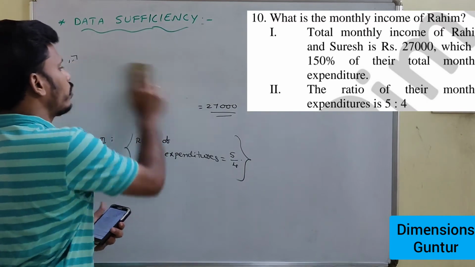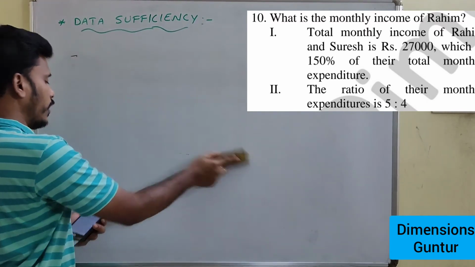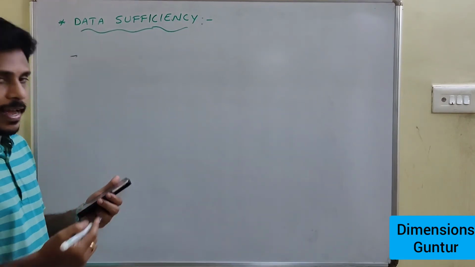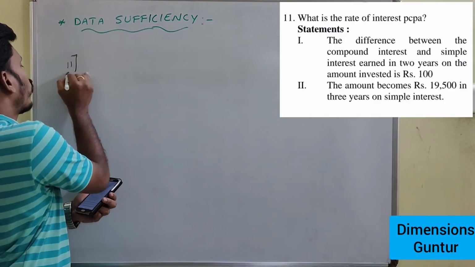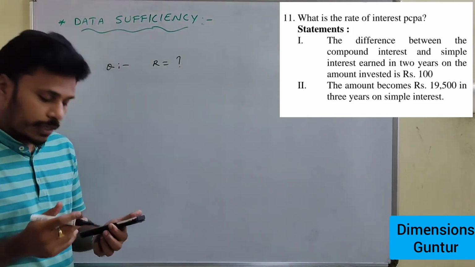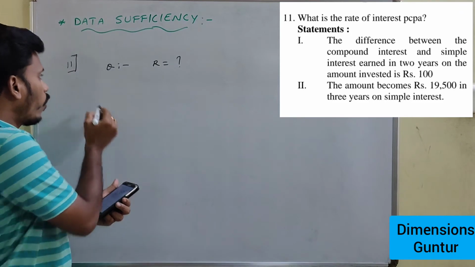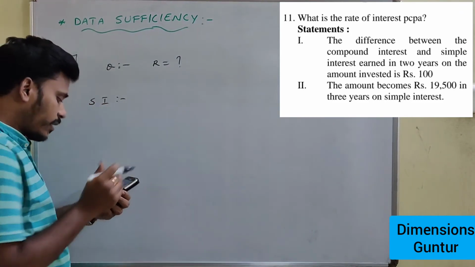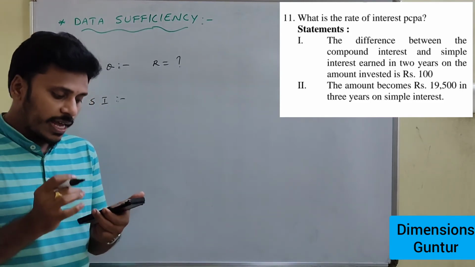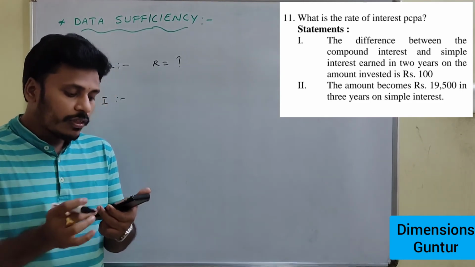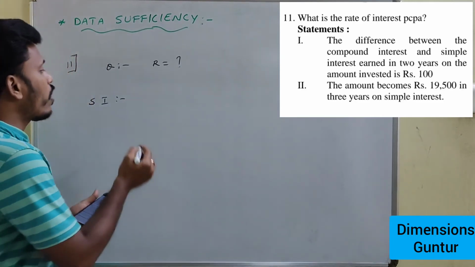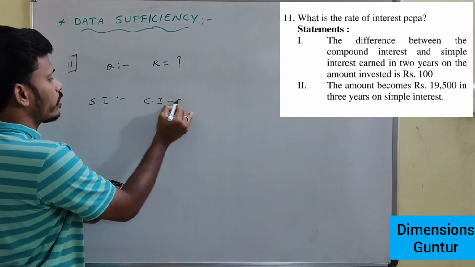You just see it on the board. 11th one: what is the rate of interest percent per annum? In the question part, they are asking us to find the rate of interest percent per annum. Statement 1 tells us the difference between the compound interest and simple interest earned in 2 years on the amount invested is 100 rupees.